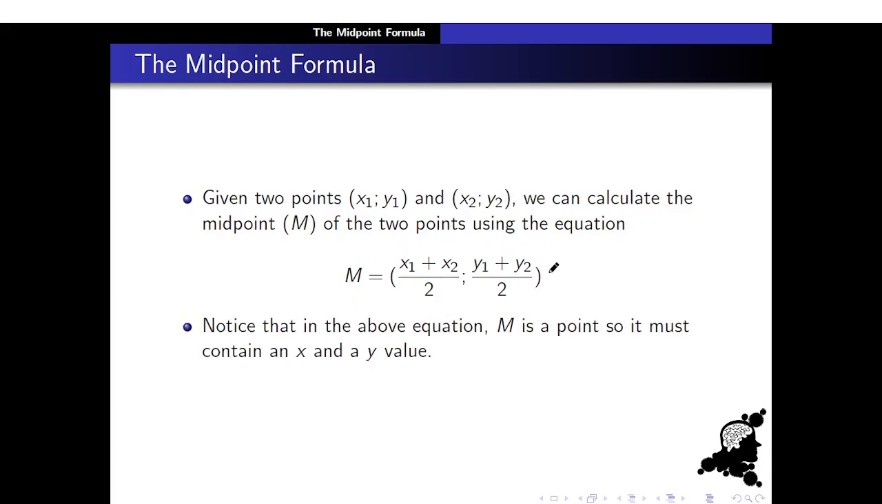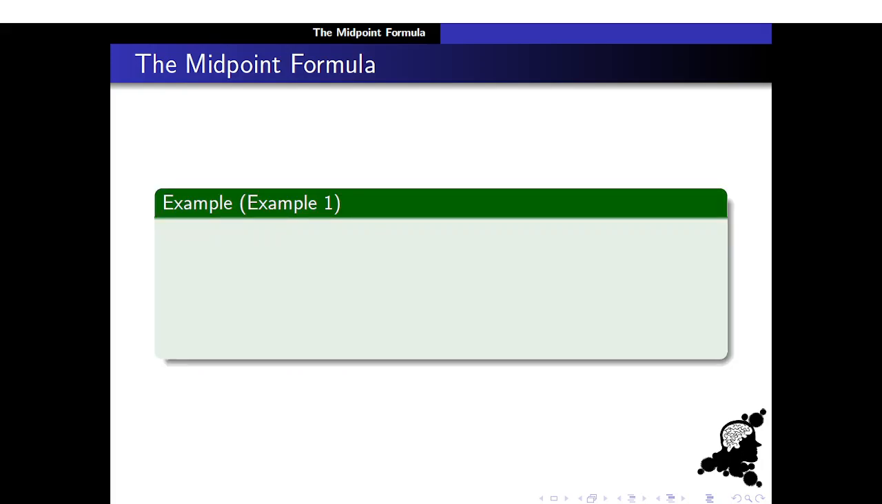Notice that in this equation above here, the value of m is a point. Now, point implying that there must be an x as well as a y coordinate. This is different to the distance formula, whereby we just have one number as an answer. When calculating the midpoint, in most cases you need to have an x and a y value. So let's look at some examples on how to do this.